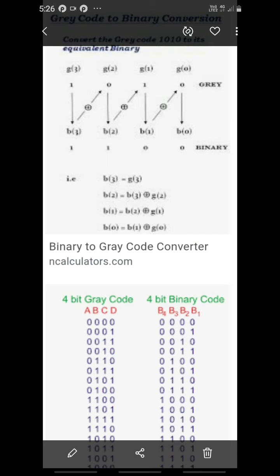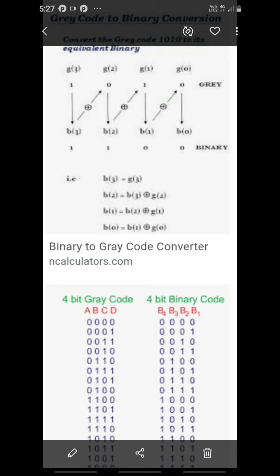And take another, that is 0011, the third one. Next, this MSB is taken as is, 0, and this is combined with the next bit: 0 plus 0 is 0, 0 plus 1 is 1, and 1 plus 1 is 0. So 0010 is the answer.